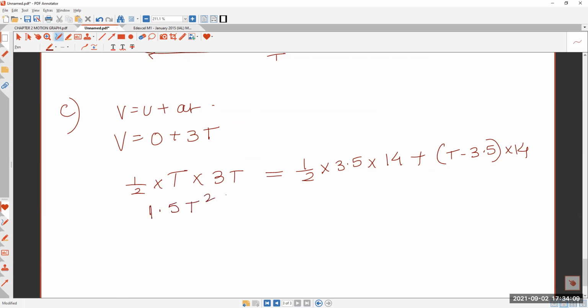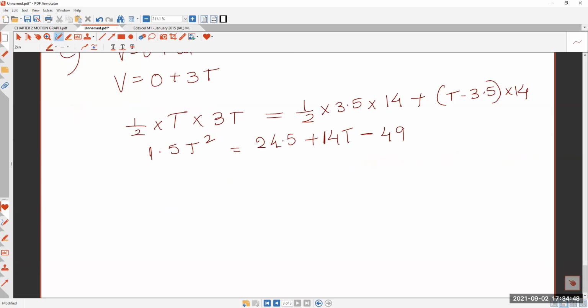It will be 1.5 t square is equal to, what is 0.5 into 3.5 into 14? 24.5, plus 14t. What is 3.5 into 14? 49. What is 24.5 minus 49? Again minus 24.5 equals 0.